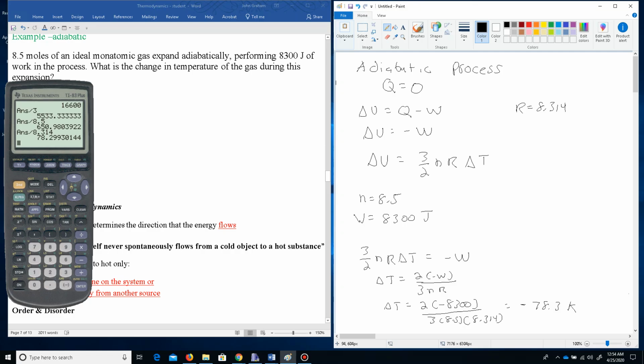Right, so there's a decrease in temperature, and we didn't get the original temperature, so we don't really know exactly what the temperatures are, but there's a decrease in temperature of 78.3 Kelvin when this increases in volume, and has 8,300 joules of work done in the process.